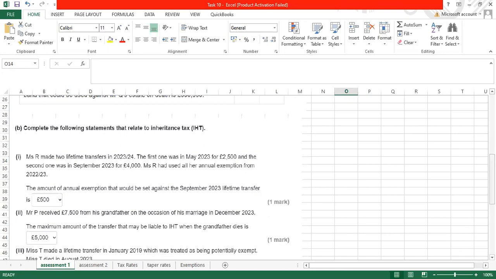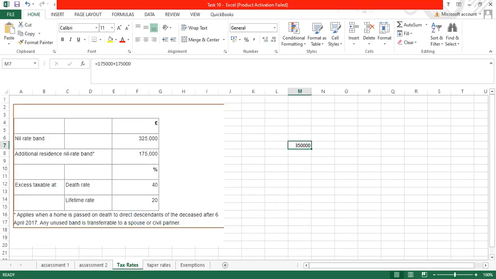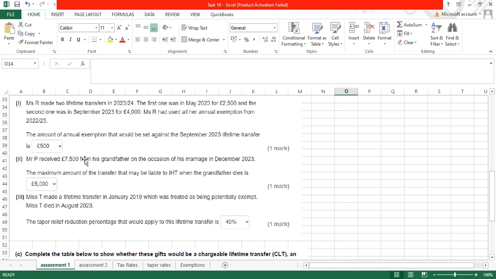The next one is Mr. P received £7,500 from his grandfather on the occasion of his marriage. So from a grandparent, if we look at the rules, just £2,500 is exempt. So the remaining £7,500 minus £2,500 will be chargeable for inheritance tax if the grandfather dies.